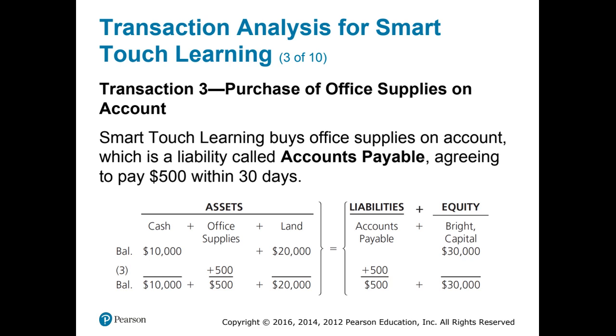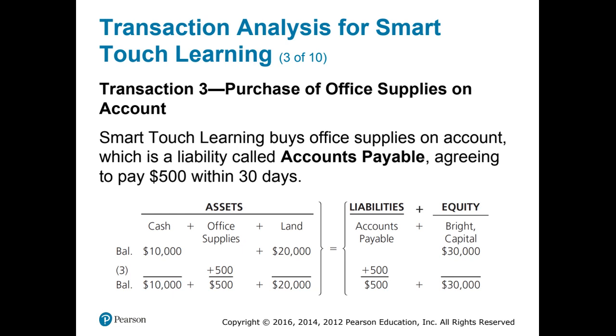A lot of times when you buy on account, you'll have terms. The terms for this particular transaction are that they want their money paid within 30 days. So Smart Touch Learning has an accounts payable of $500 that is due within 30 days. To record that, we see here we have our assets and our liabilities. Those are the two accounts that are affected.